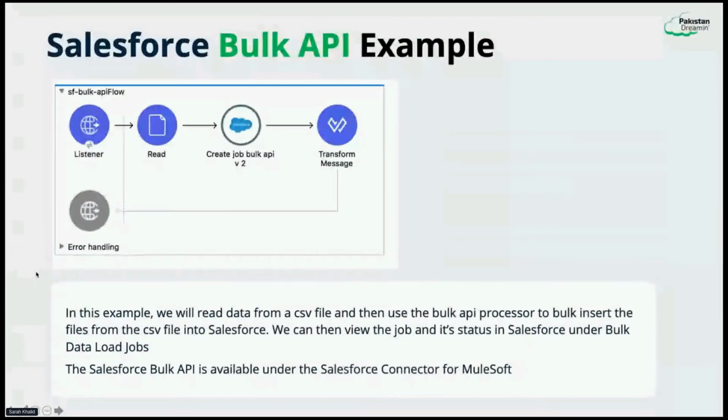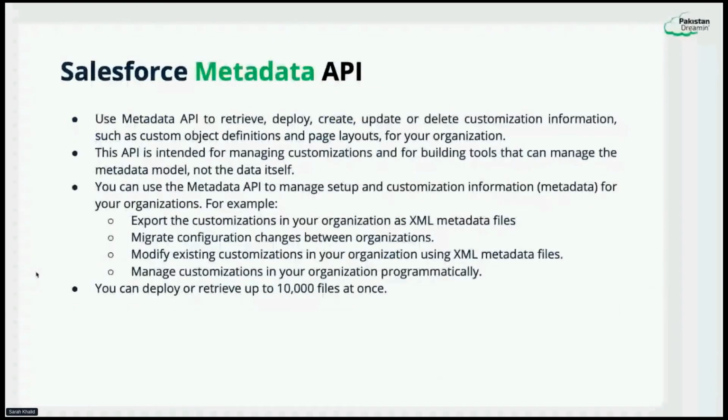So next, we're going to be diving into the Salesforce Metadata API. What the Metadata API is basically used for is to retrieve, deploy, create, update, or delete customization information, like custom objects and page layout definitions in the org. So this API is intended for when you want to manage customizations and interact with the metadata, not the data in the org itself.